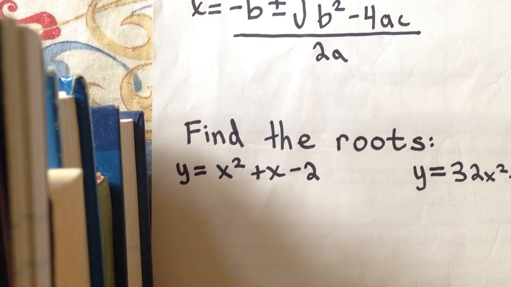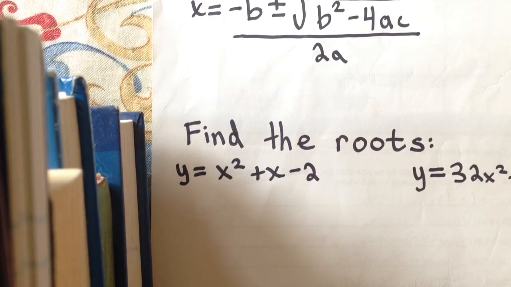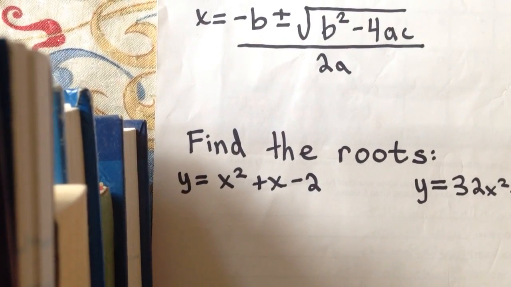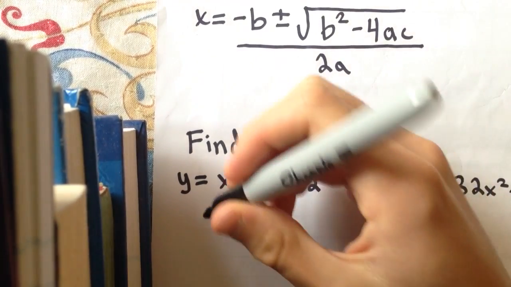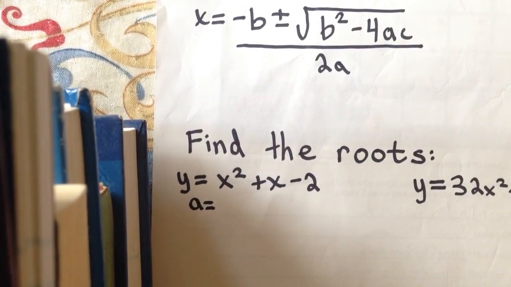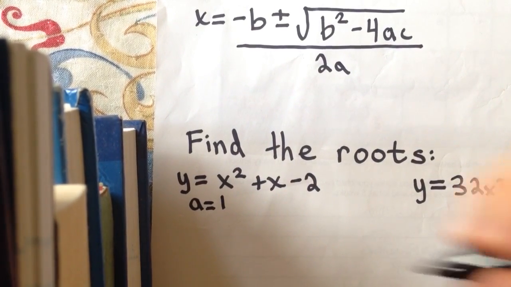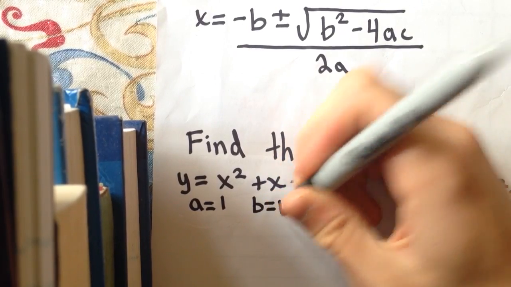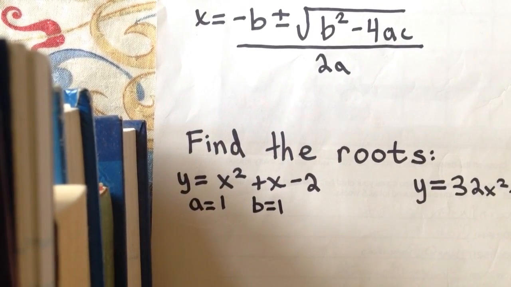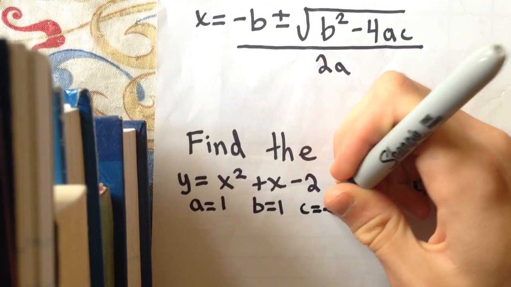Since y must be equal to 0, we're going to use the quadratic formula. Before we can use it, we need to know what our a, b, and c values are. For this one, it's simple to see that a, the coefficient acting upon the x squared value, is 1. The coefficient acting on the x term is also 1, so b is equal to 1. And the value for c, acting upon the x to the 0 power, no x, is negative 2. So c equals negative 2.